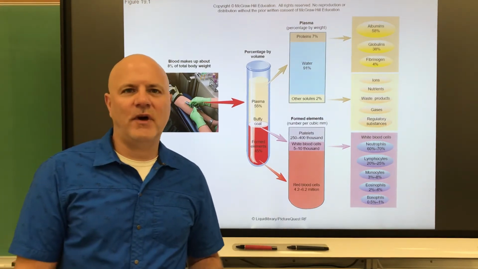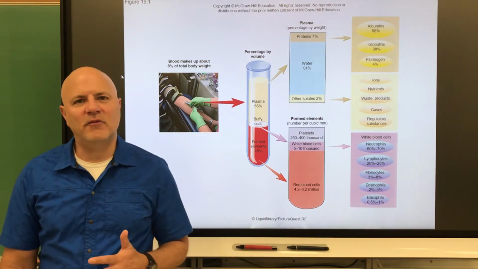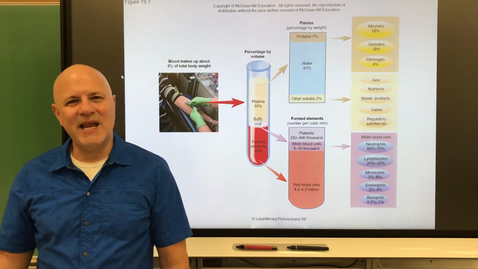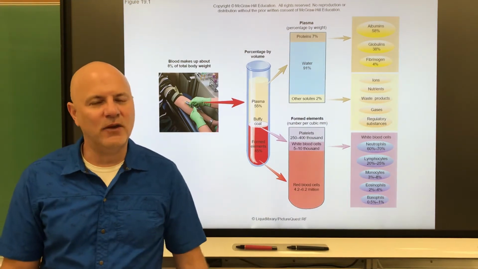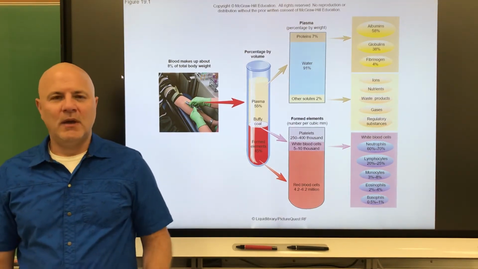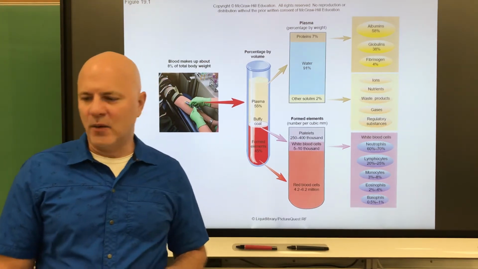Now the pH of blood is typically anywhere from 7.35 to 7.45. We're going to talk about this later on this semester, but if it gets to 8, you're dead. If it gets to 6.8, you're dead. So a very narrow homeostatic range for that. If you really want to know how much blood you have, it's about 8% of your body weight.